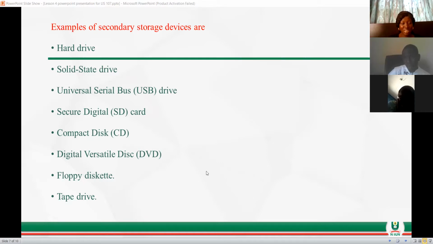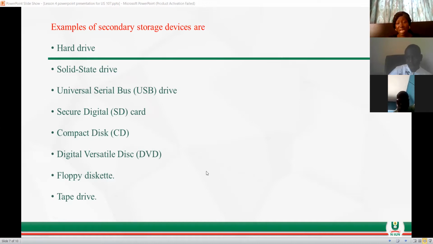So we have the SDC. It's a small size memory card. I'm sure a lot of us have seen it. It's as small as a SIM card, which also has a high capacity memory. It can be used a lot of times. It's used in mobile phones, in digital cameras and even computers.